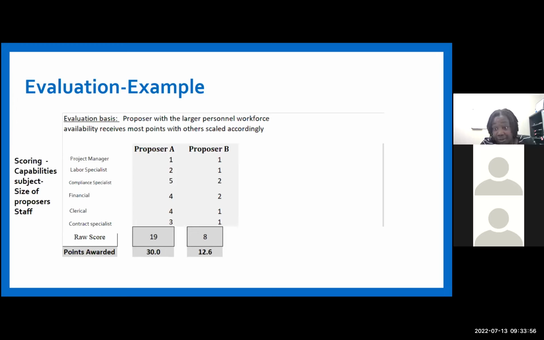It looks like we already know who has the best score, but we still have to do a little additional math. So in the end, since our evaluation criteria was, I think, a little different in the presentation, but for this one, our points that we wanted to award for capabilities is 30 points. So proposal A automatically gets 30 points because they have the highest score. And then we will use the math to figure out the score for proposal B, which is 12.6.